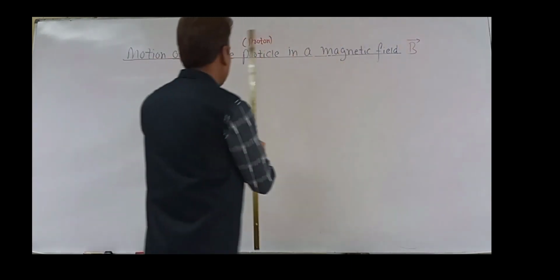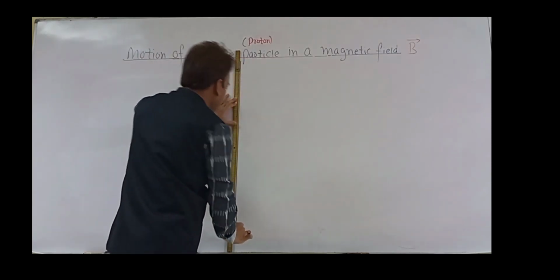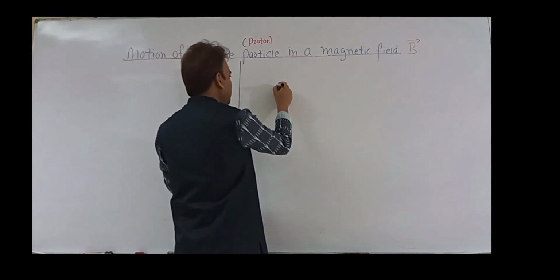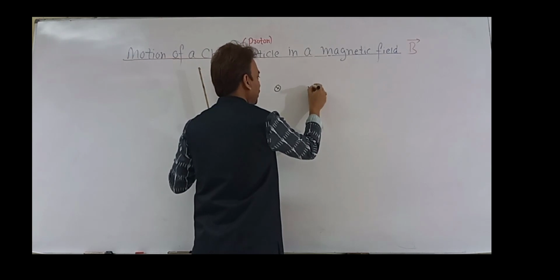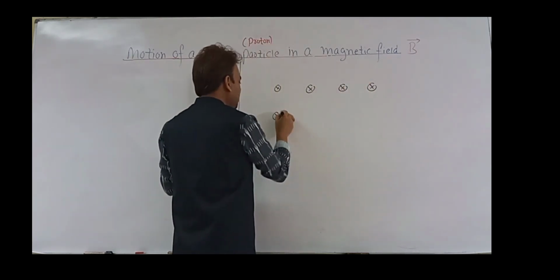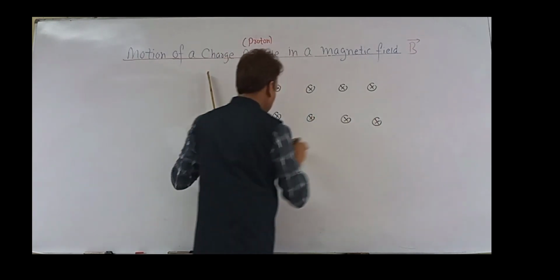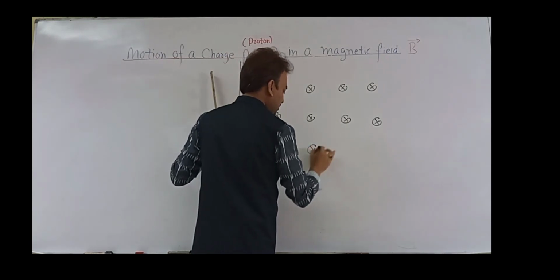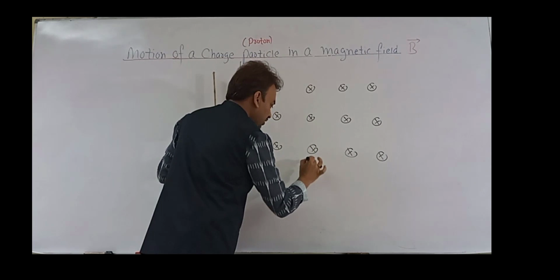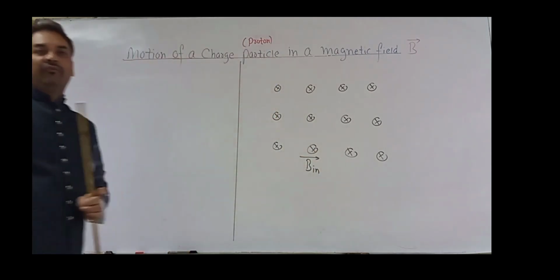Okay. So let us take a magnetic field, and normally we represent the magnetic field by these crosses. So these crosses represent the inward magnetic field. Inward means the magnetic field is going inside the board. So this is the inward magnetic field, that is B in, right? And the magnetic field can be shown by a vector also, right?